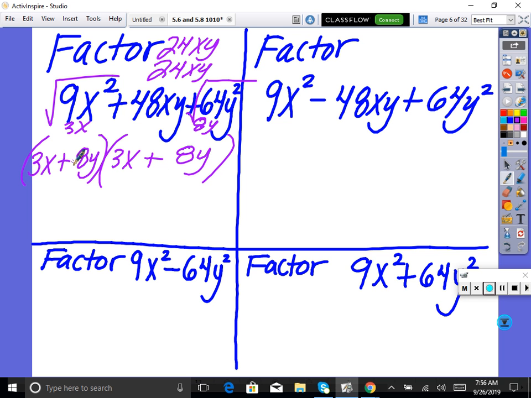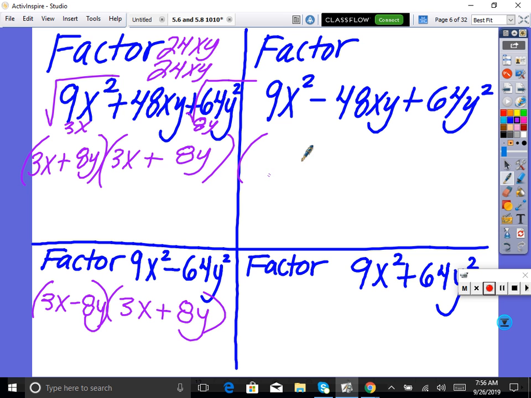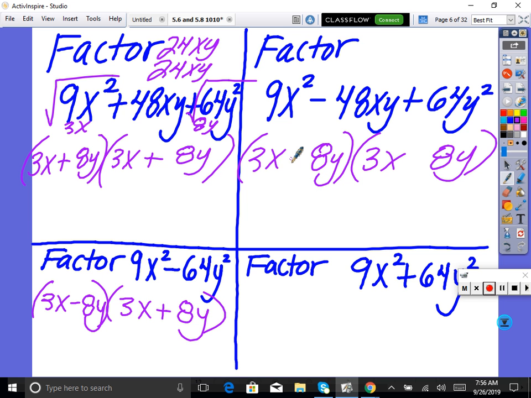Okay, let's go to this one. What's this going to factor to be? 3x minus 8y and 3x plus 8y. Okay, what about this one? What is it going to factor to be? 3x and 8y, 3x and 8y. And then what are my signs? Minus, minus, yeah? Because the middle term is negative. Okay, looking good out there.